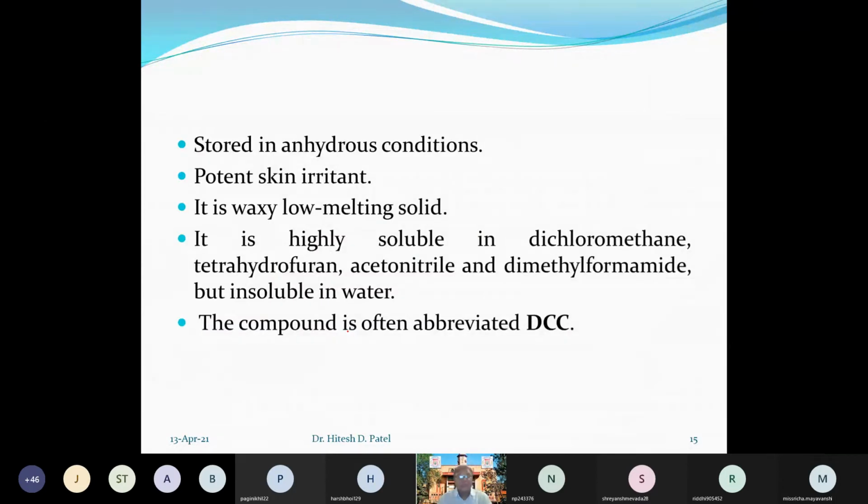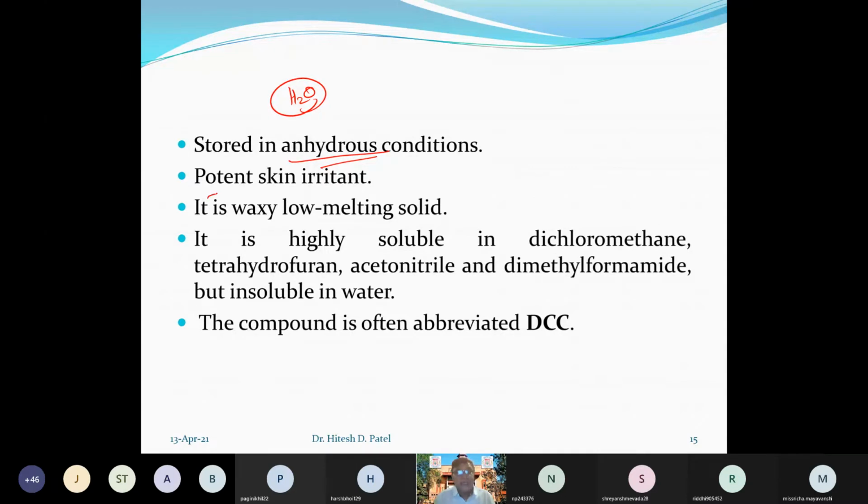What is the characteristic of DCC? It should be stored in an anhydrous condition. Why is an anhydrous condition required? Because it's a dehydrating agent, so it has a tendency to react with water. When it reacts with water, the characteristic or property of DCC will be lost. So it should be stored in anhydrous condition only.